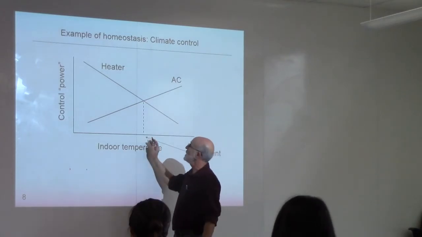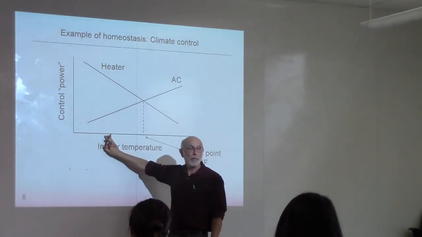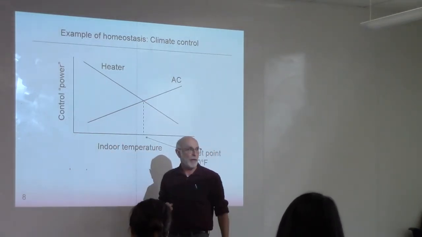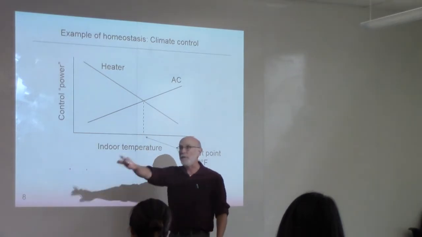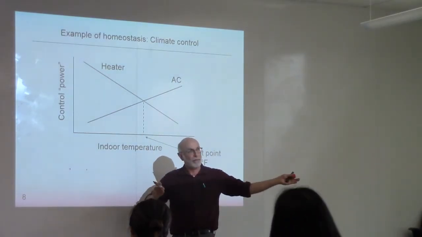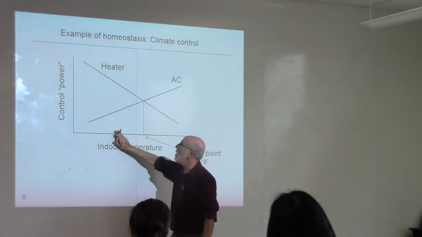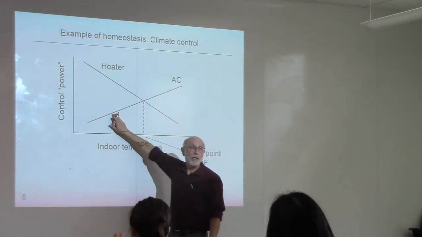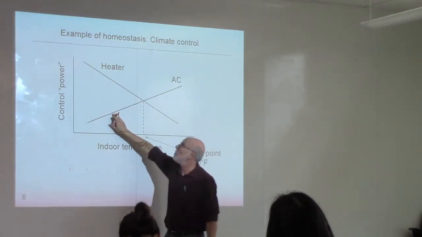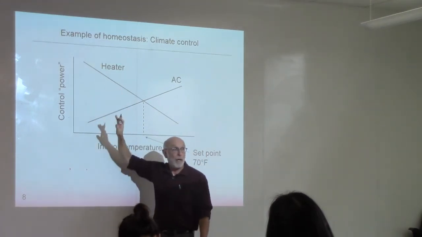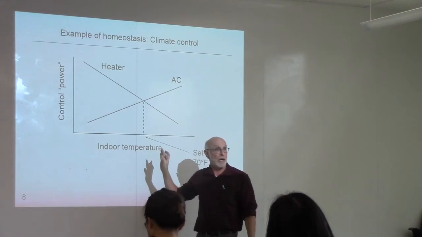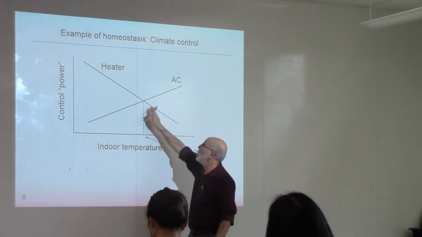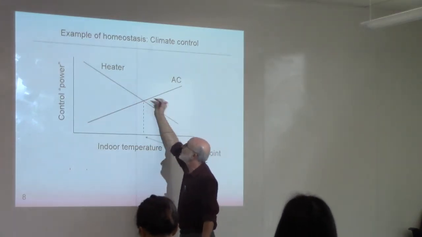So for example, if the temperature gets cold, let's just say we don't mess with the thermostat. Say we leave the thermostat where it is, but we open a window. The temperature goes down. The power to the air conditioner goes down, and the power to the heater goes up, so that the temperature goes up towards the set point.